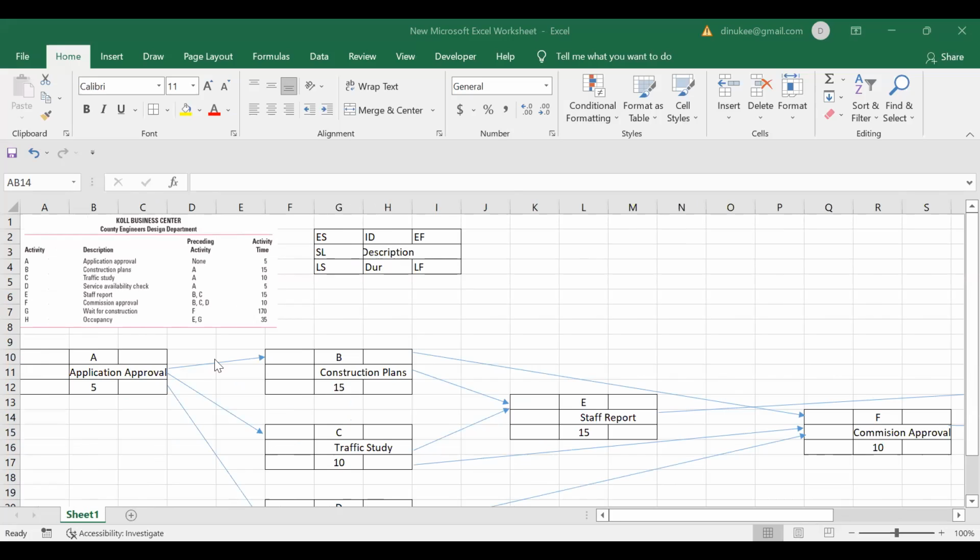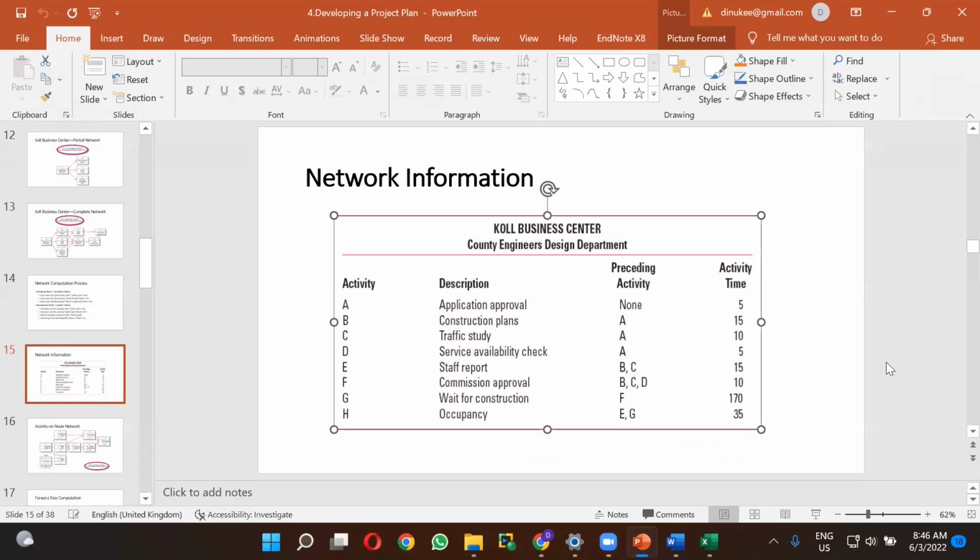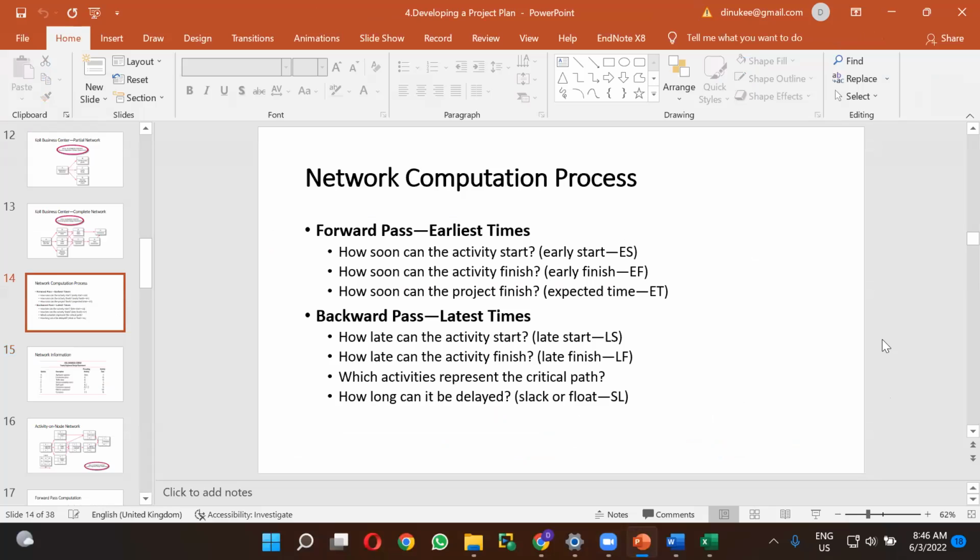Right. So you have to first draw the project network, and when you are drawing your project network, it is better to put the ID, description, and duration. Therefore, it is easier, right? Then after, you can do the forward calculation first, and then next we can do the backward calculation. So I think you can remember these things. In the lecture, I have explained this.